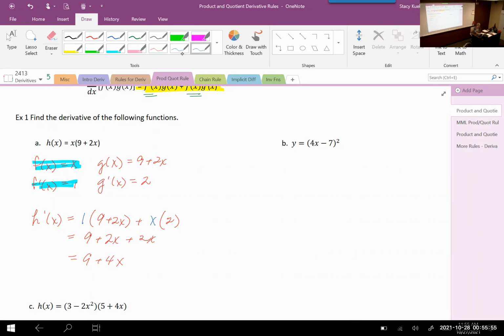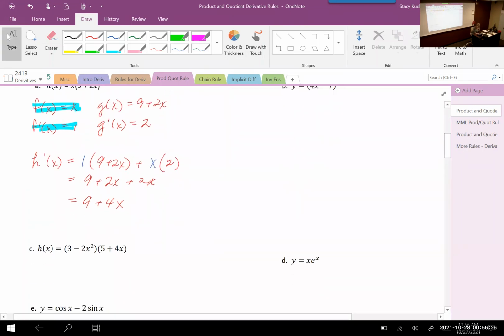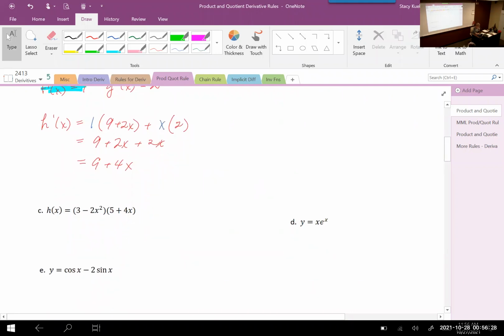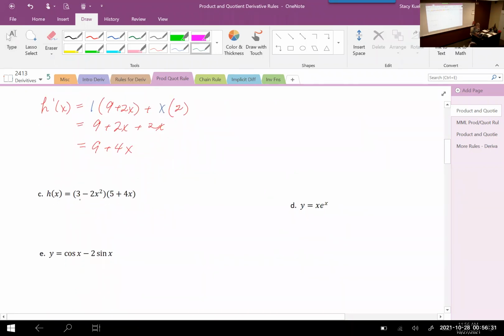Now, if I had written h of x instead as 9x plus 2x squared and taken the derivative using the sum rule that we did yesterday, you can see that the derivative is still 9 plus 4x. Okay? But sometimes that doesn't always work for us. Sometimes that is not always going to work for us. Let's come down here. I want to look at this next problem. I don't want to do that one that was up there. I'm going to look down here at C.